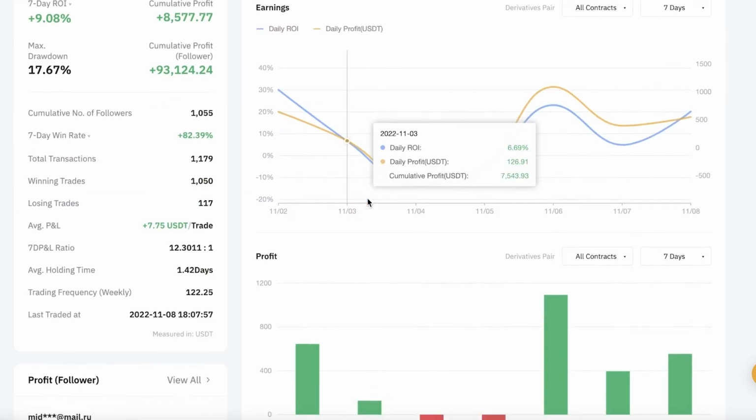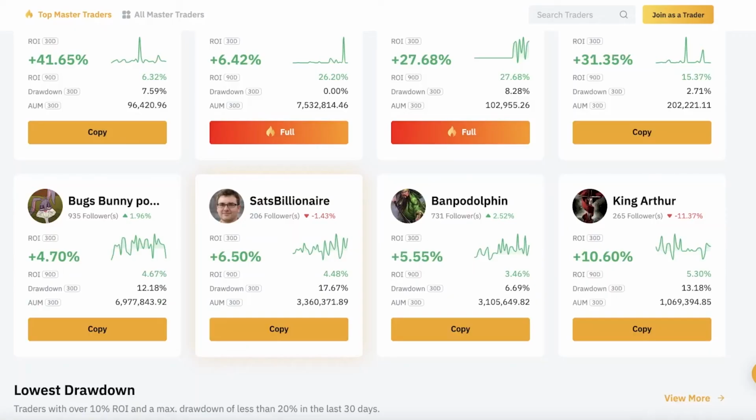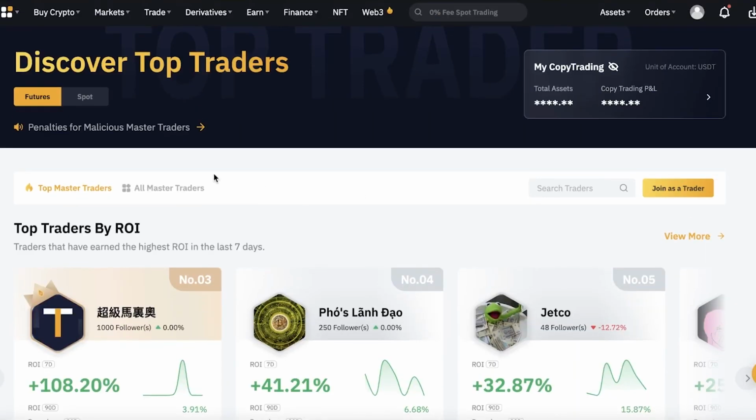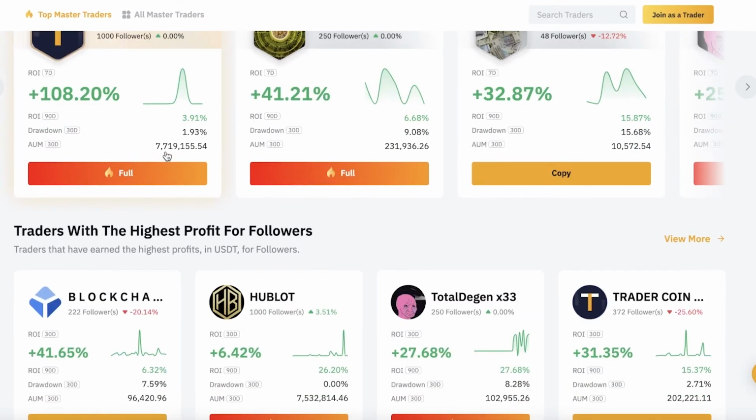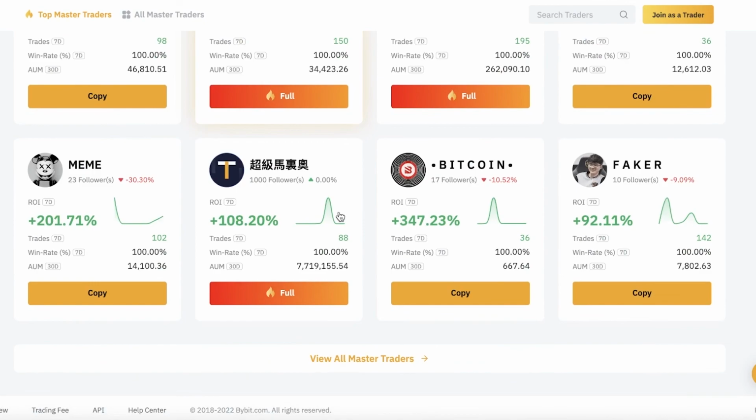Plus, you will be able to earn money without having to constantly monitor the charts or constantly be trading. So these traders allow you to earn money with your crypto assets in a simple and effective manner.